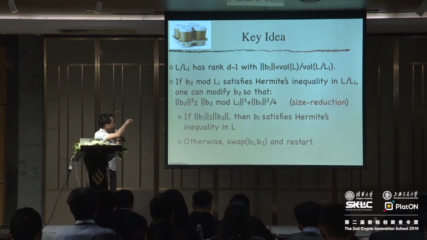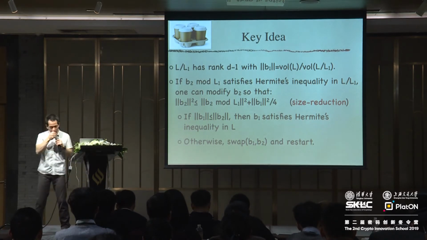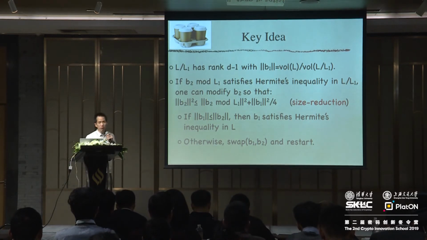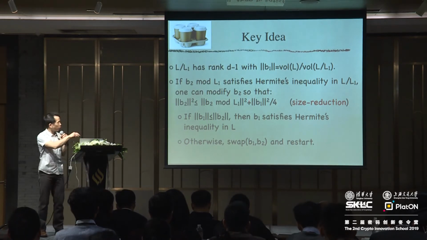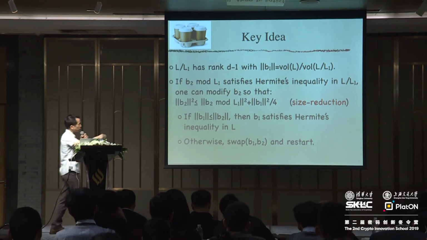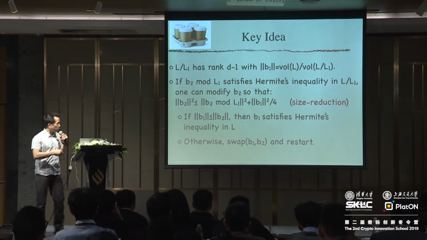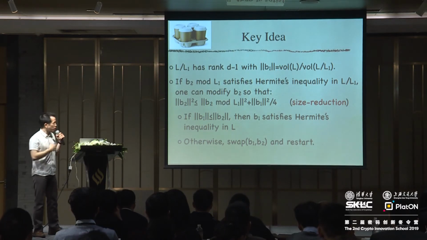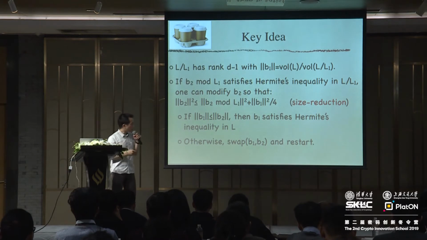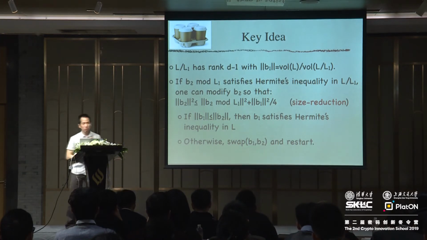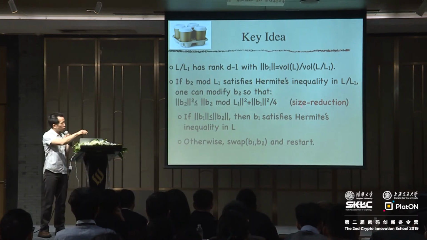So just imagine you have this short vector in the quotient lattice. And because it's a quotient, now you have a freedom. With freedom, you can add some multiple of B1. So B2 mod L1 is already short, because it satisfies Hermite's inequality. And now you add some multiple of B1. So you can always choose your multiple of B1 so that the norm is less than B1 squared divided by 4. Right? So you're just lifting. Okay, so that's the so-called size reduction.